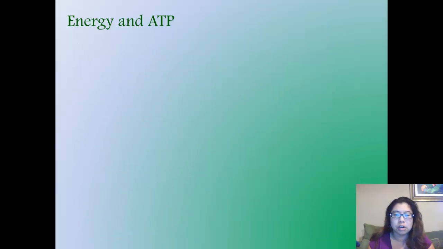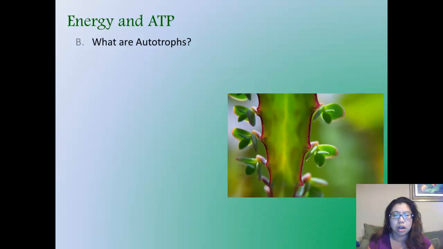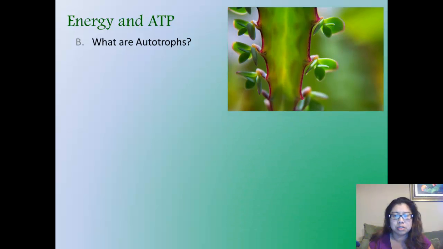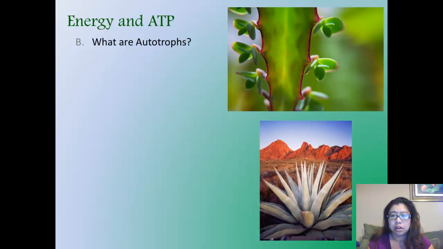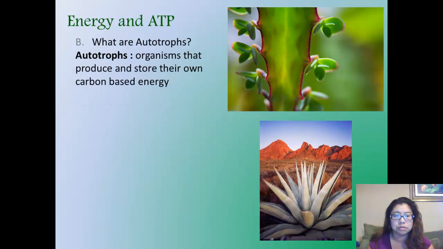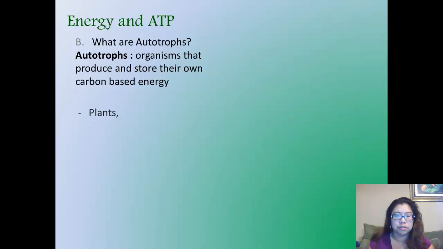So what are autotrophs? We look at the word auto in autotrophs. It means to go by itself. And here are some examples. We've got different kinds of plants. Autotrophs are organisms that produce and store their own carbon-based energy. For instance, plants that you've seen before.